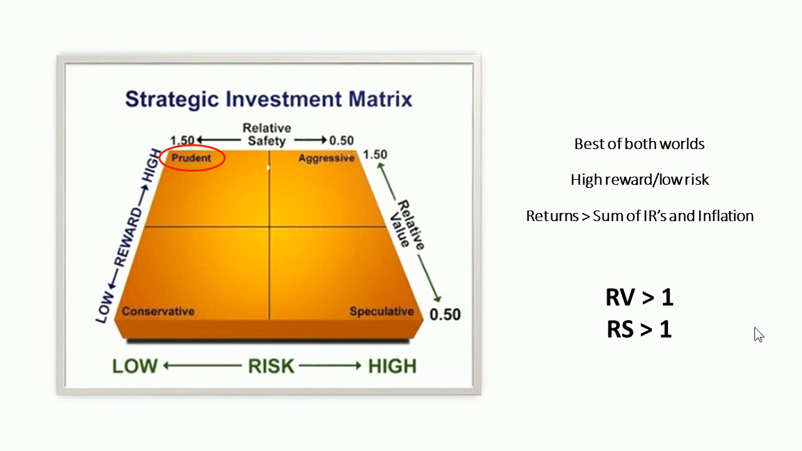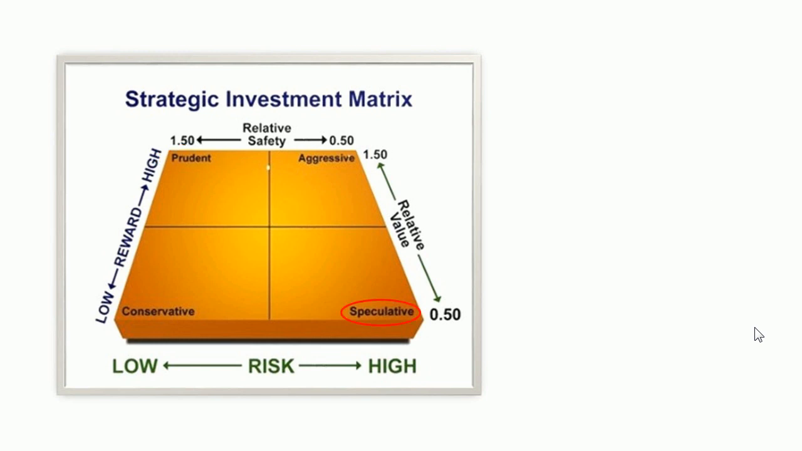They want that upside potential, but they're not willing to take on too much risk. With these types of stocks, prudent investors are virtually certain to make money and generally will outperform the market over the long term. And finally, we have the speculative investor.